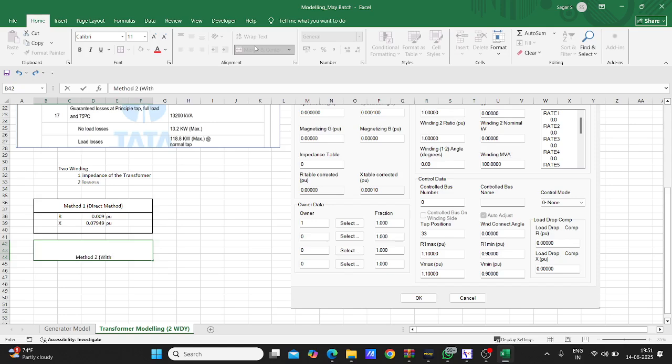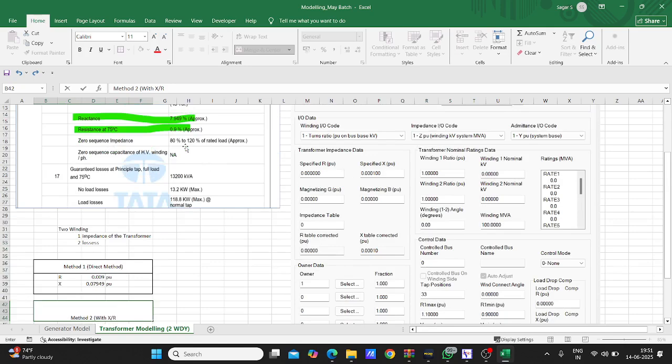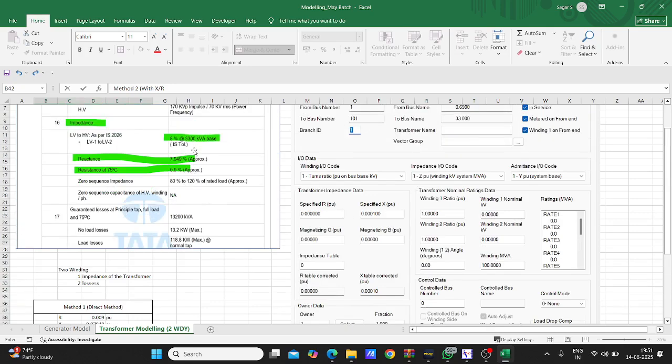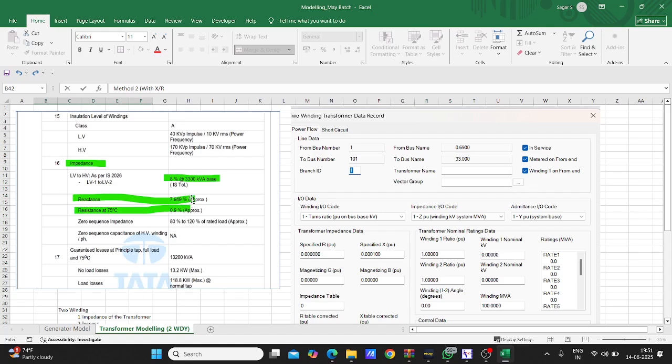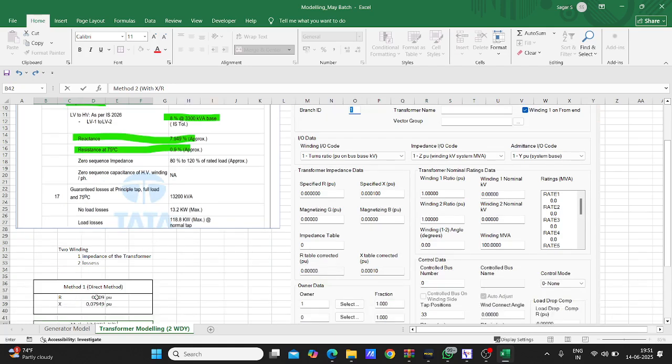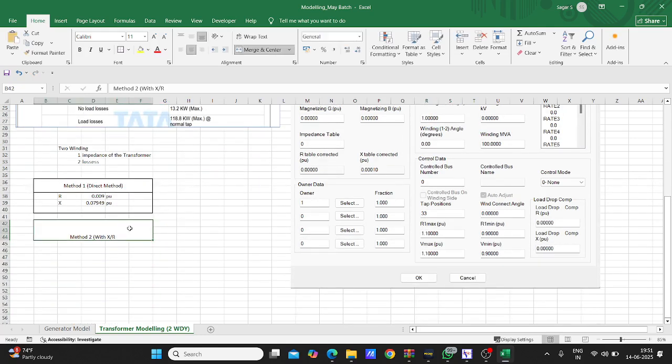If the values are given on the data sheet, they will always be in per unit. Yes, percentage means per unit, both are the same, either in percentage or per unit. They are given directly in percentage, and that percentage, divided by 100, can be taken directly as per unit. Percentage or per unit, both are the same. Because nowadays they are giving it directly, you can use it directly.